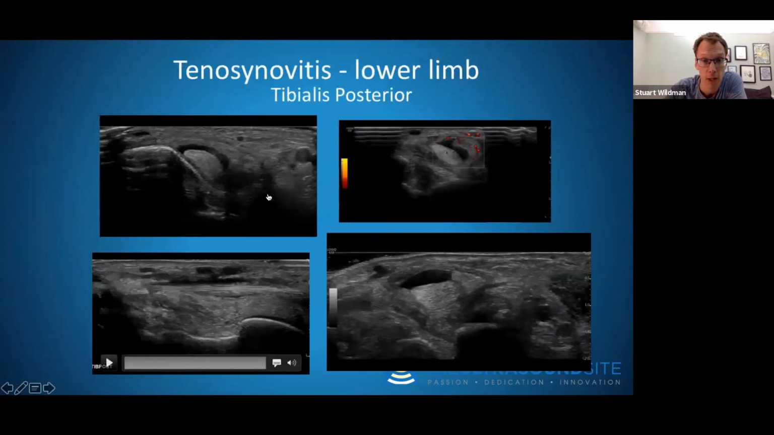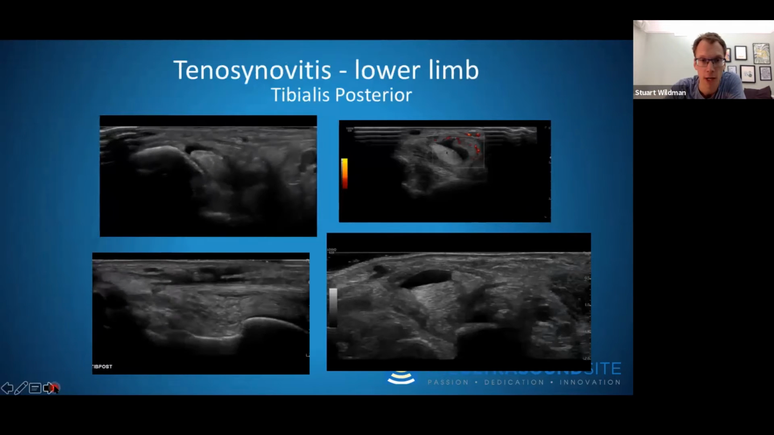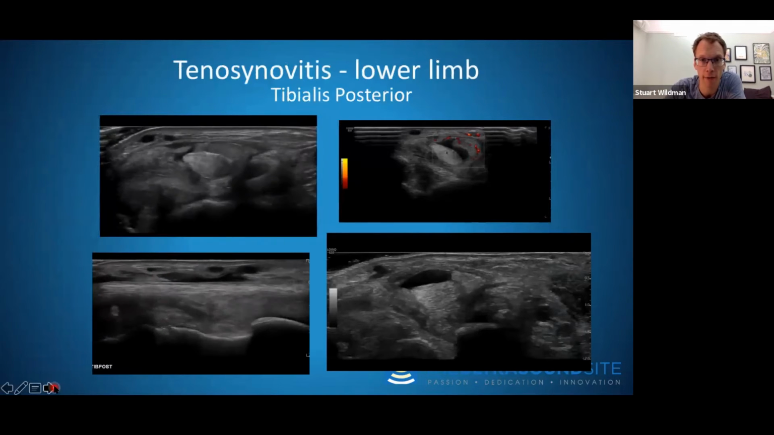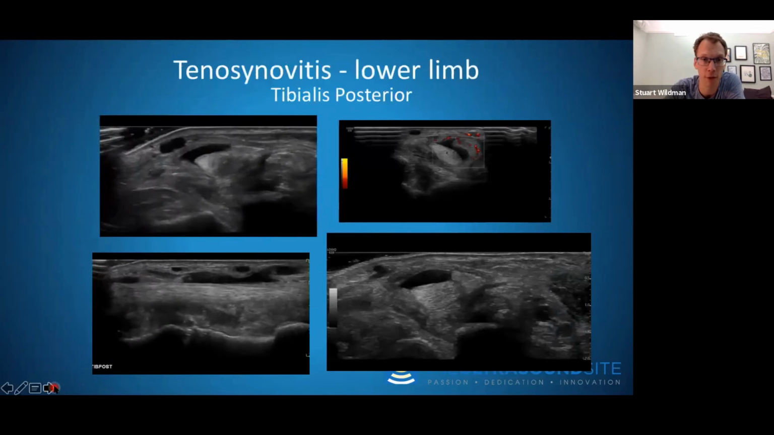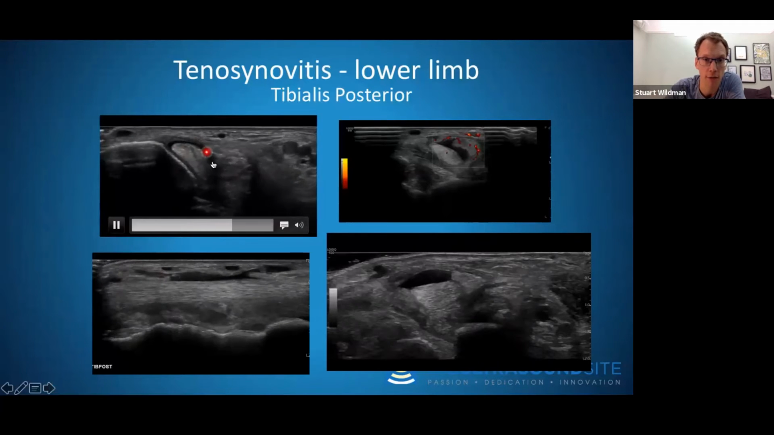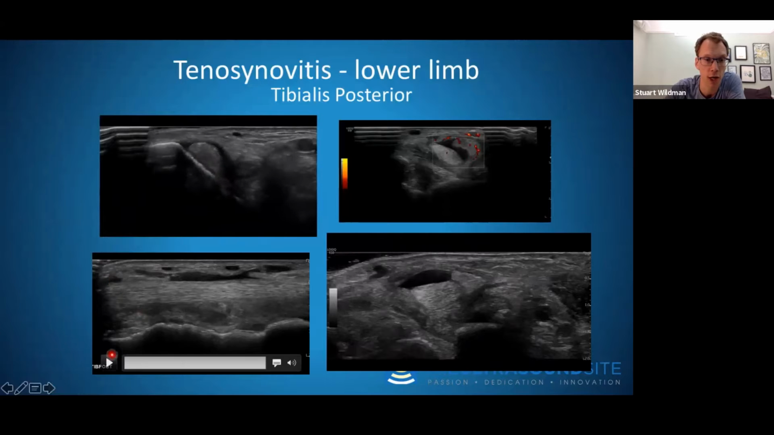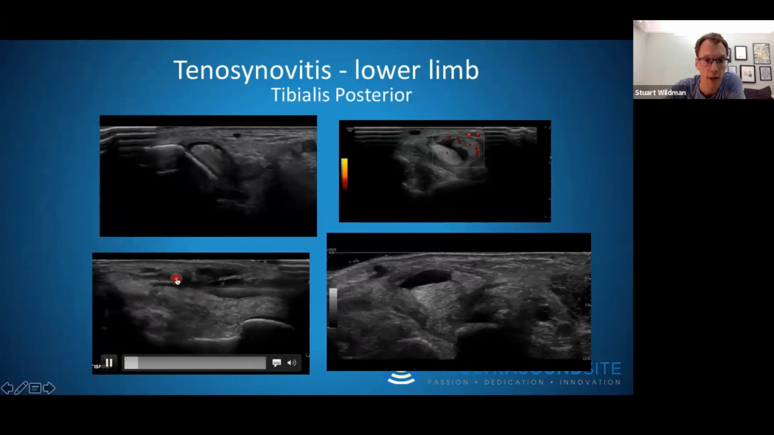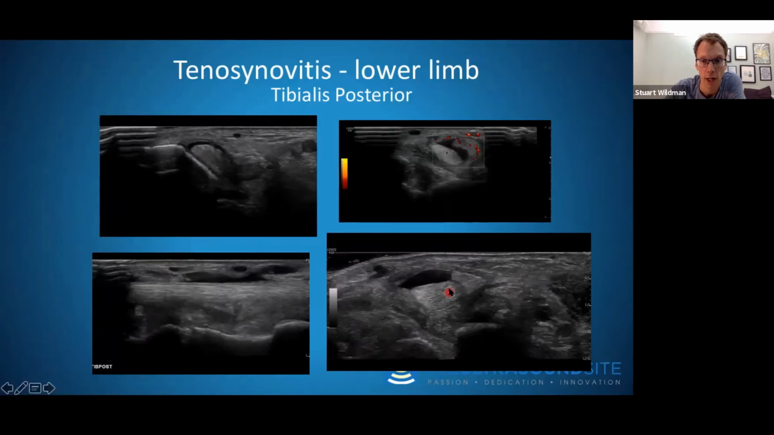Tib post tenosynovitis, so same thing, lower limb. Thought I'd put a bit of a spread in there for people. Commonly affected tib post tenosynovitis from mechanical problems, but again, also from inflammatory joint conditions. Again, you can see pockets of fluid here around the tendon. And again, in this longitudinal image, bottom left here, fluid adjacent to the tendon within the sheath, all indicative of tenosynovitis.